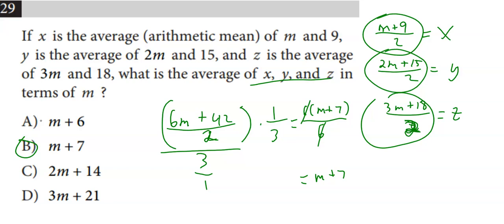You could have plugged the numbers there as another way of going. You can actually just choose a value for m, and then find those averages and see which answer matches. That's another way of doing it. That's your lesson.